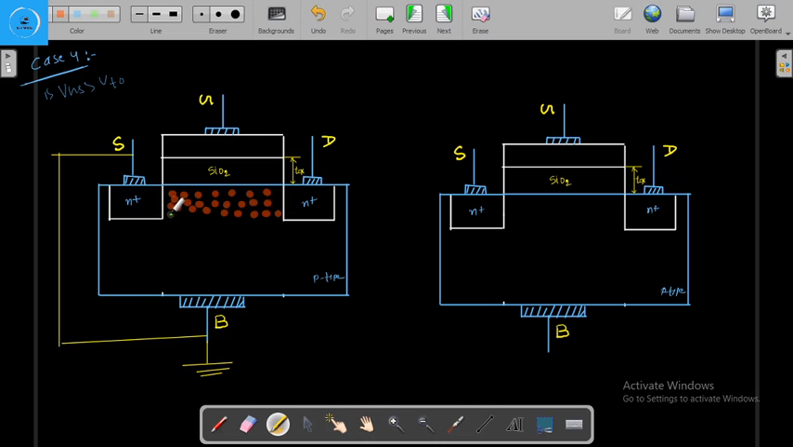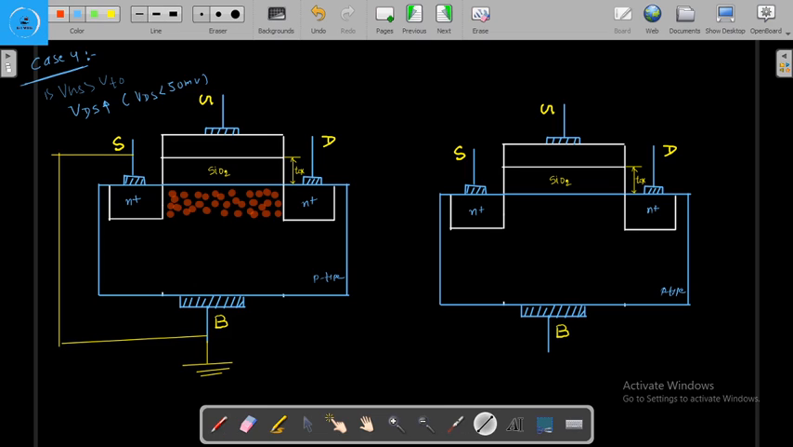Now we are applying a voltage across this, the drain to source voltage VDS, and we are increasing this VDS by a small amount. We are increasing VDS till 50 millivolt, which means a very small amount. So once we apply VDS, let me make the connection here.